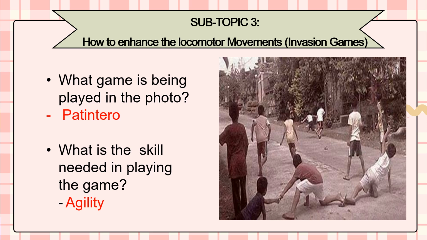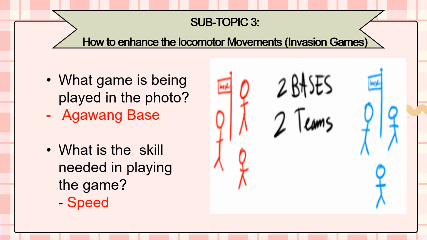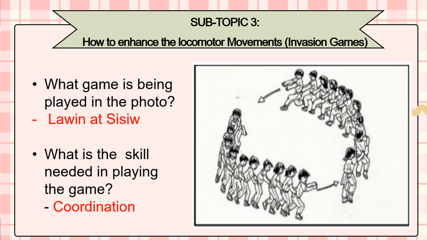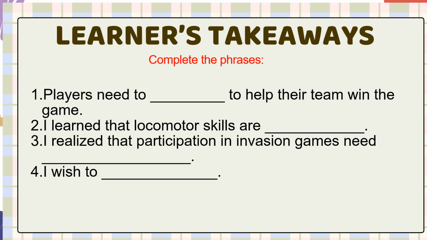For example, the game being played in the photo is patintero. The skill needed in playing this game is agility. We also have agawang base where the skill needed in playing this game is agility. We also have this game called Tug of War, wherein the skill needed in playing this game is balance. Now, the game being played in the photo is lawin at sisiw, and the skill needed in playing this game is coordination.